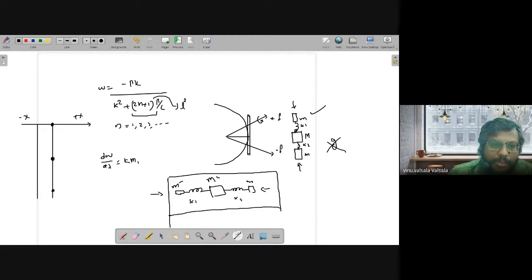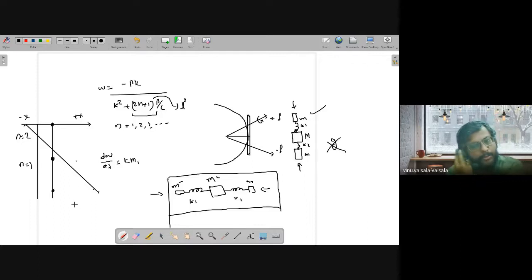Another possible solution is that one of these masses moved to the left while the other 2 masses moved to the right. Say, for example, here and here. So my solution will look like this. Are you getting the solution? This I may call my mode number 1, n equal to 1, and this is n equal to 2. That means first one mass has moved to the left, the other two masses have moved to the right. Okay, so that's the solution.